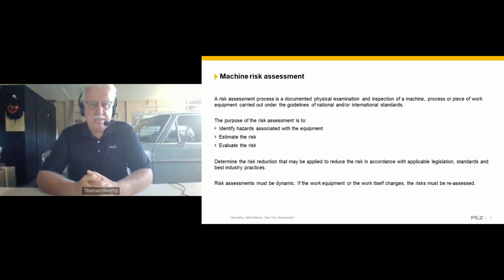So a risk assessment is a process that is documented. It's a physical examination and inspection of a machine or process or piece of work equipment that is carried out under the guidelines of national and international standards. So, for example, you find risk assessment standard in an international standard ISO 12100 or in the ANSI standard domestically B11.0. And again, the purpose of the risk assessment is to identify hazards associated with the equipment.